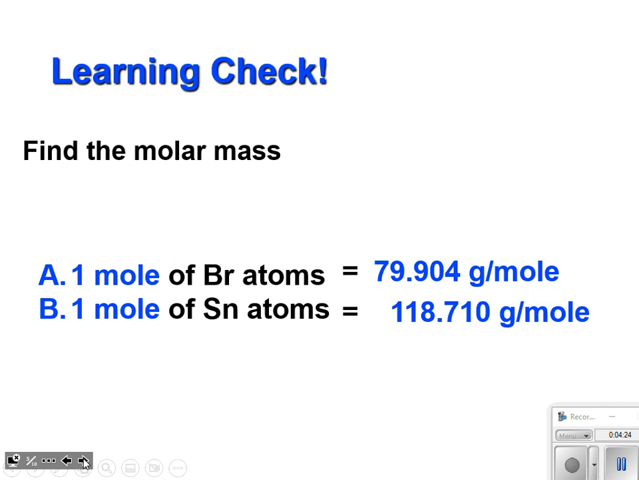So if I can find a scale that measures out to the correct precision, can I measure out the moles? How many of a mole of each element? I could. Okay? I could find tin, and I could measure out 118.710 grams of tin. That would be 1 mole of tin.